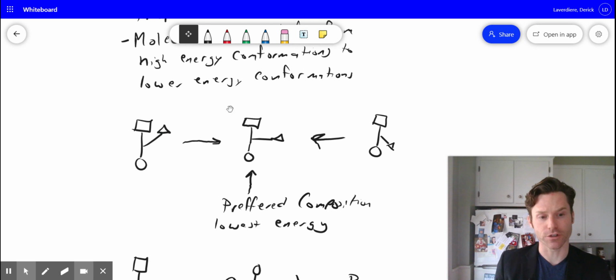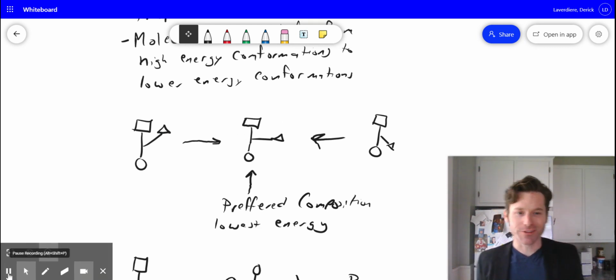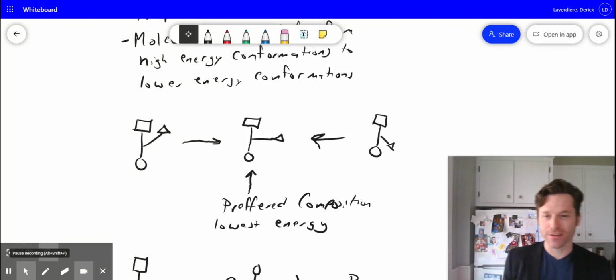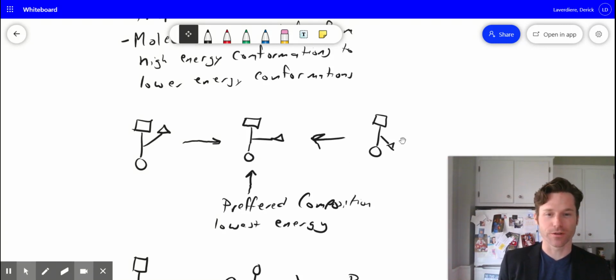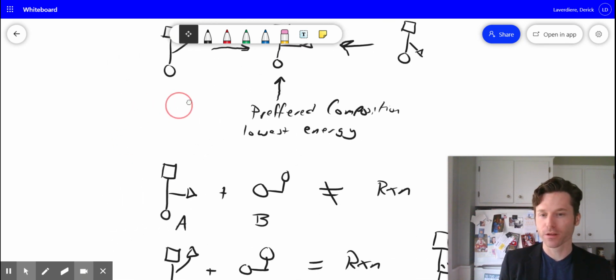And so on average, most of the time, the molecule, as I was saying, is constantly shifting between these states, but most of the time it's in this low energy level state here. It's where it's most comfortable.